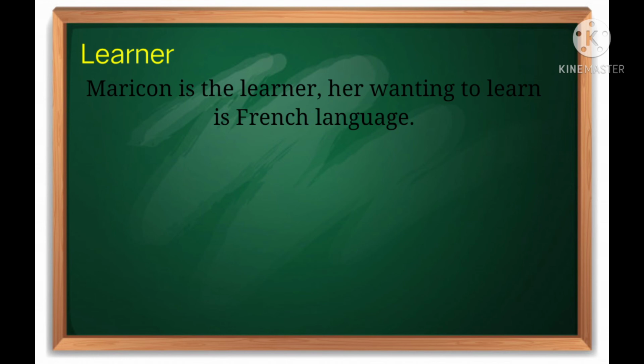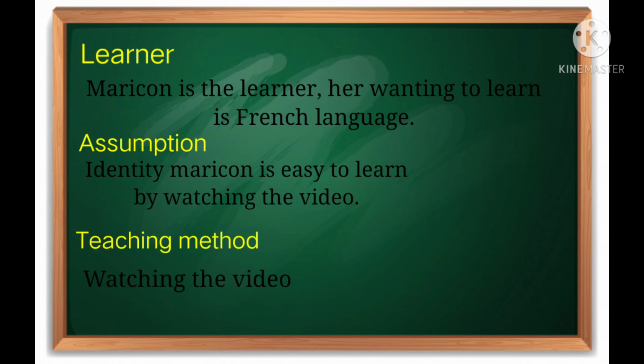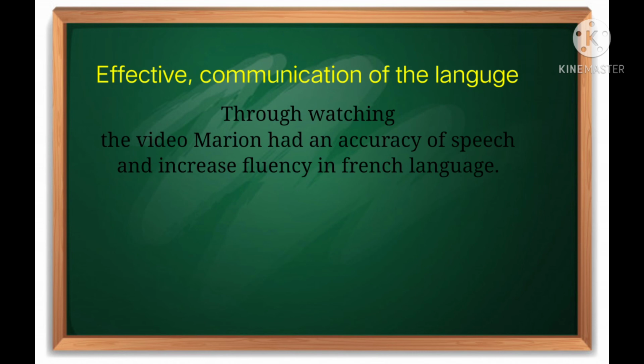Learner. Maricon is the learner. Her wanting to learn is the French language. Assumption. Identify that Maricon is easy to learn by watching the video. Teaching method. Watching the video. Effective communication of the language. Through watching the video, Maricon had an accuracy of speech and increased fluency in the French language.